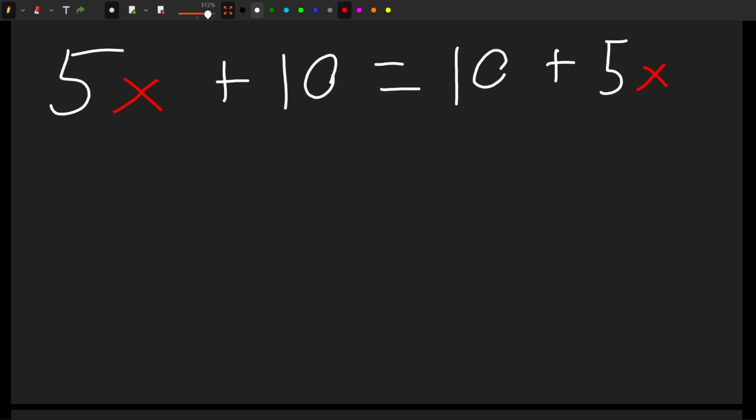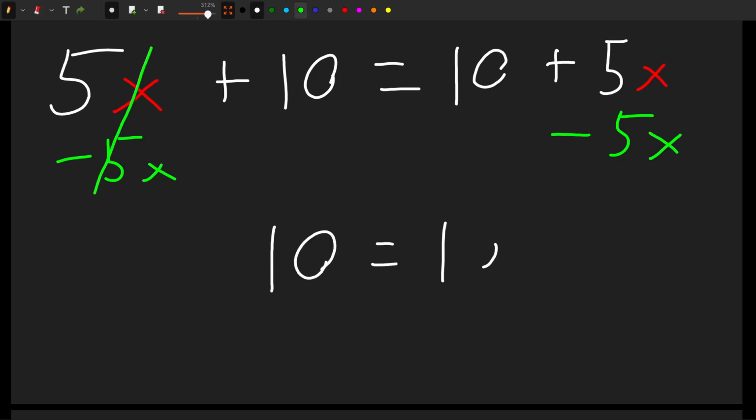I can't simplify anything, so all I can do is move my variable terms over to the left side or to the right side, doesn't matter. I'm going to put all my variable terms on the left side. I'm going to put all my constant terms on the right-hand side. So I'm going to start by subtracting 5x. And so what happens here is we note that our variable term goes away entirely, and we get 10 is equal to 10.